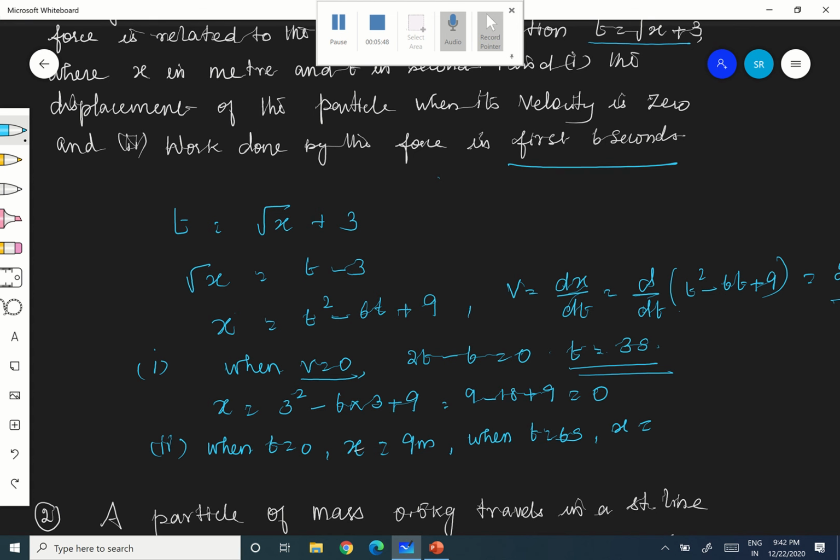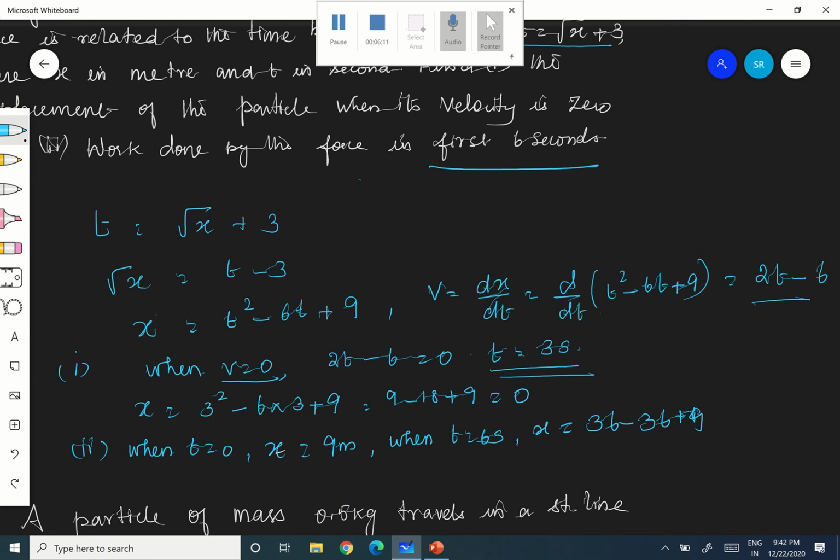Displacement x is equal to 36, t squared minus 6 into 6, that is also 60, plus 9. Therefore, you will be getting here t squared minus 60 plus 9. In the place of t, t is equal to 6 seconds now. For x equal to 36 minus 36 plus 9, that is nothing but 9 meter.